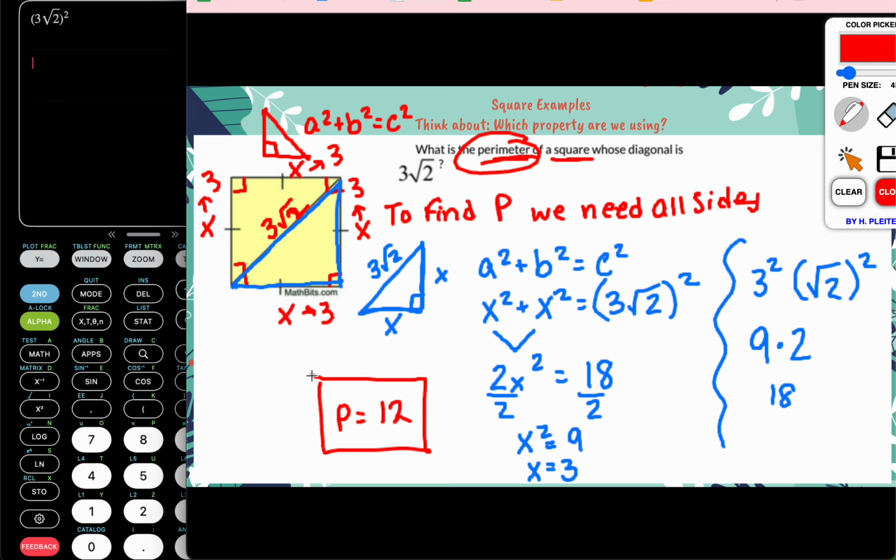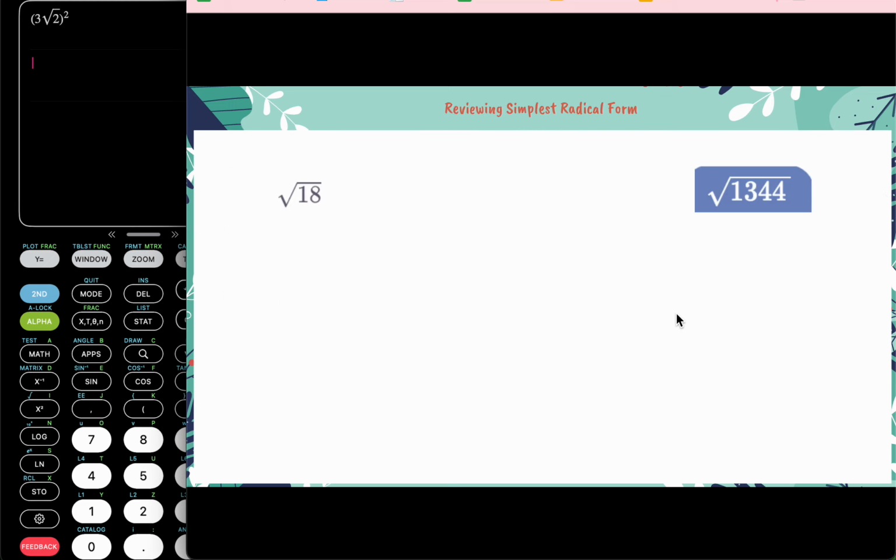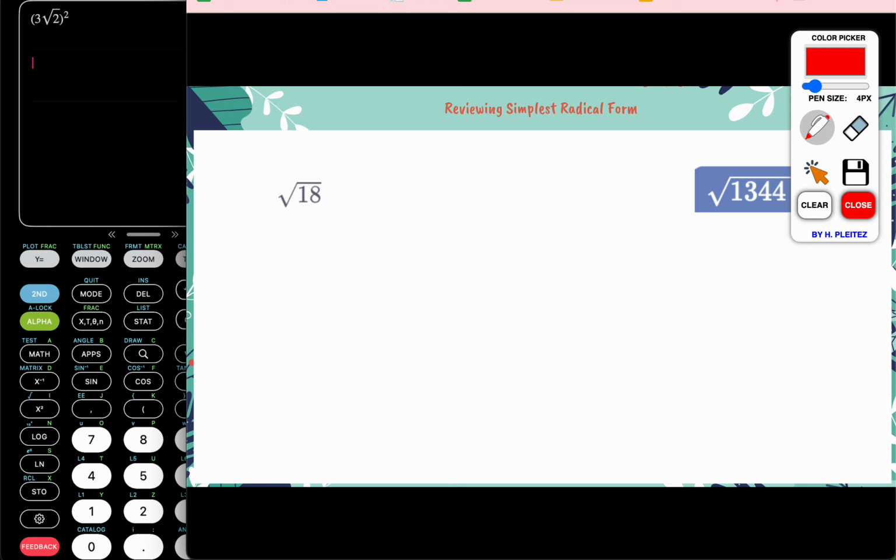Maybe it gives us a side length, and it wants us to find the length of the diagonal. It would be the same idea. You got to use Pythagorean theorem, but before we do that, I just wanted to go over quickly simplest radical form. So you can do this one of 2 ways, again, and this is a refresher. So you can either manually break up the radical by finding 2 numbers that multiply to this inside term.